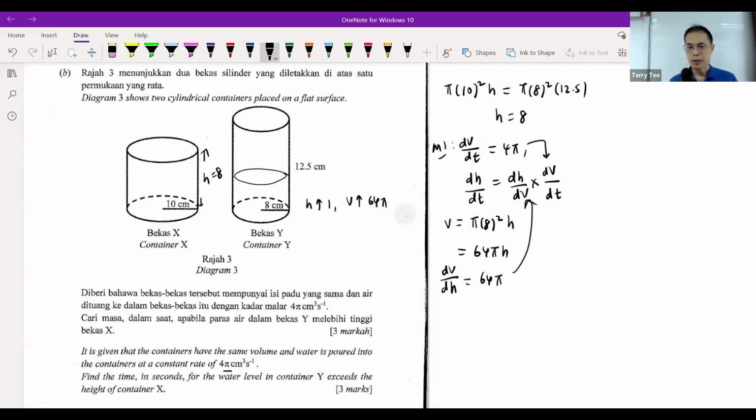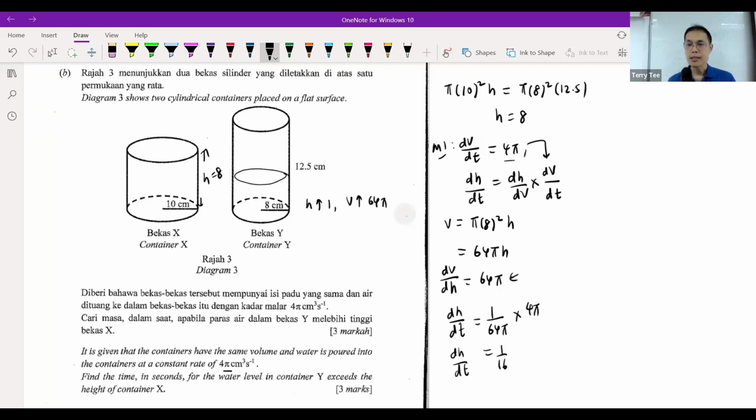your dh/dt. So your dh/dt, sorry, keep writing the wrong thing. dh/dt is dh/dV times dV/dt. You flip this upside down. This is 64, if you flip it up, it becomes 1 over 64 pi. You multiply with this, this is 4 pi. You should get 1 over 16. So what is the meaning of this dh/dt?